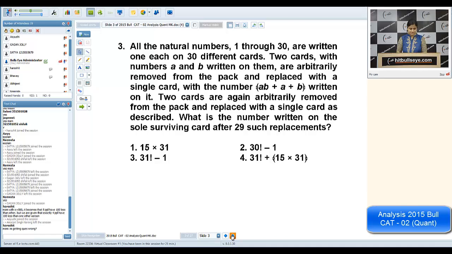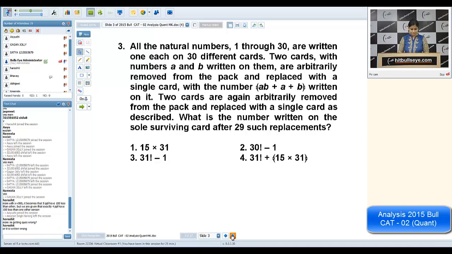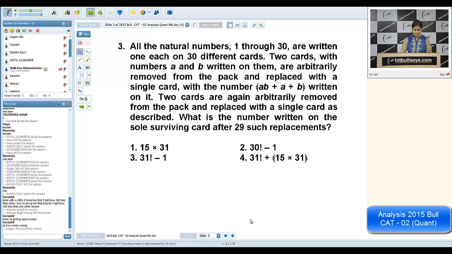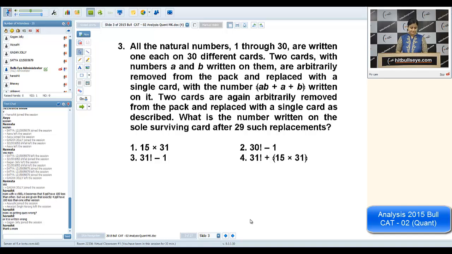Yes, move to next question now. Question number 3, any problem? No, Harsohit, you are absolutely right. It should be 5 in this case. Yeah, any other problem in question number 3? Please make it fast.